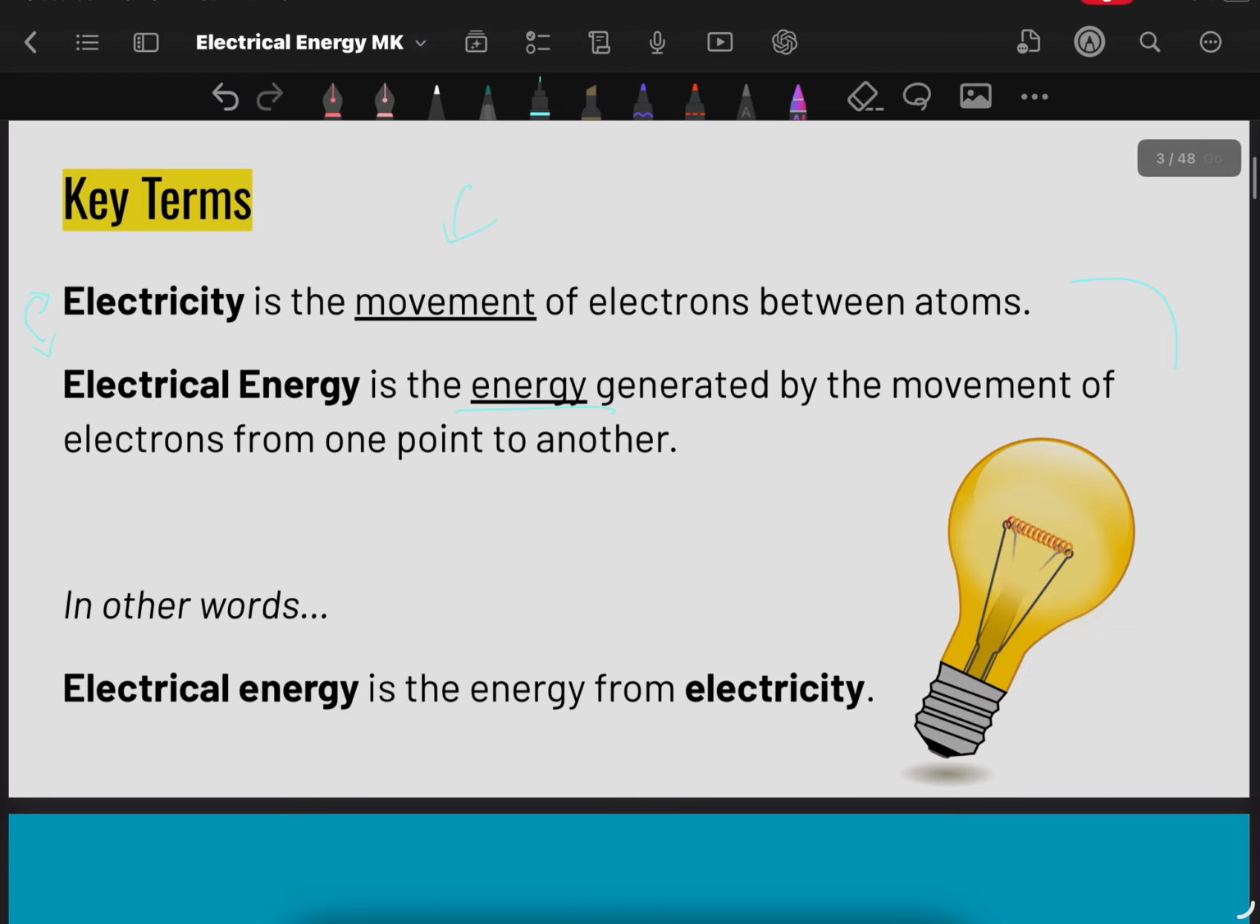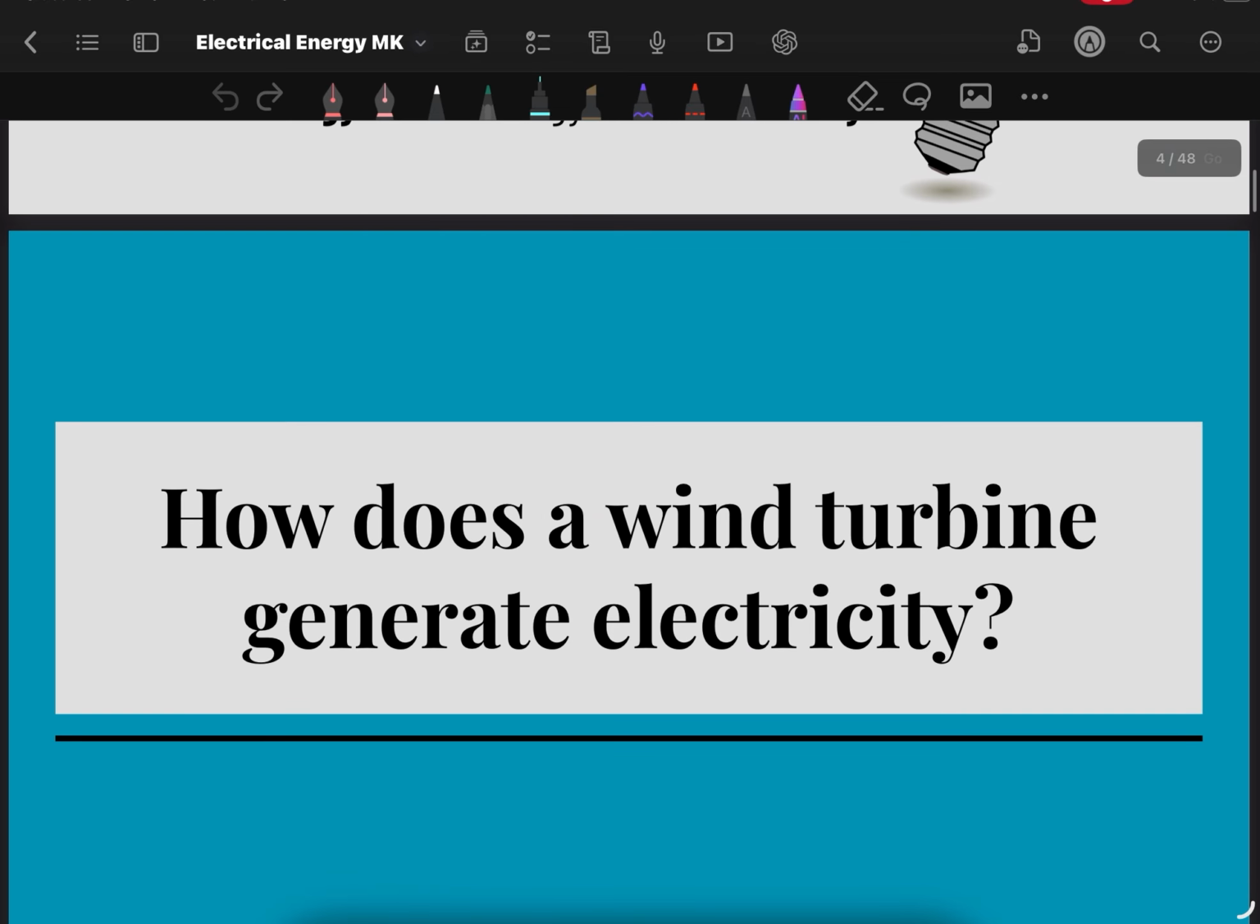Now, make sure you don't mix these up. This one is found in a lot of things, in a lot of applications, in turbines, for example. Electricity is just how it moves. So how exactly does a wind turbine generate electricity, as I just said?